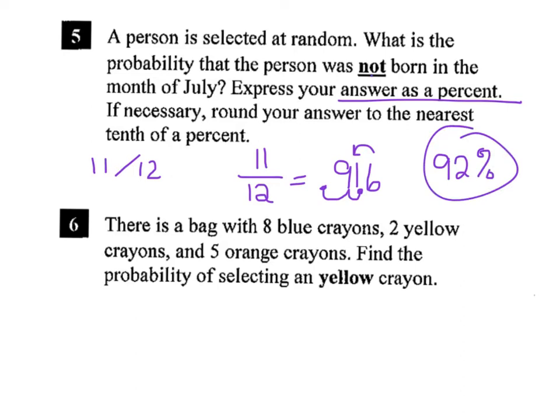Next, we have a bag with some crayons in it. We need to figure out how many crayons are in the bag total. 8 and 2 is 10, and 5 is 15. So there's 15 crayons in the bag. We want to pick a yellow one. Well, there's 2 yellow ones. So 2 out of the 15 crayons are yellow. So type in 2 divided by 15. You get 0.13. And you move the decimal over 2 places, and it gives you 13%.